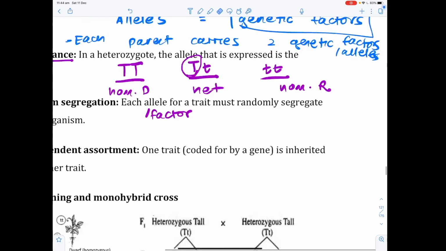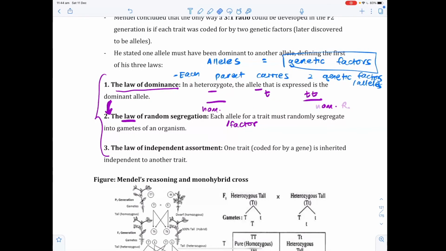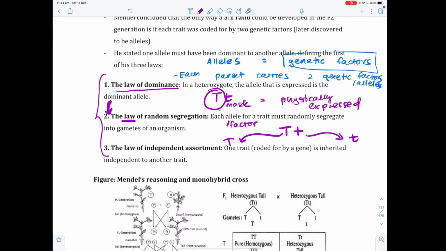So if I were to draw it out for you, what Mendel's saying for the law of dominance is that if an organism had a heterozygous genotype, the dominant allele would mask the recessive allele and be physically expressed. What he's saying in random segregation is that whatever the genotype the organism has, each factor or allele will separate. That makes sense. And the final thing he's saying is that trait T is inherited independent to trait R, which could be, let's say, plant height is trait T, and let's say pod color is the whole different trait.